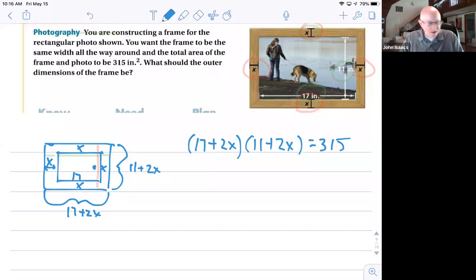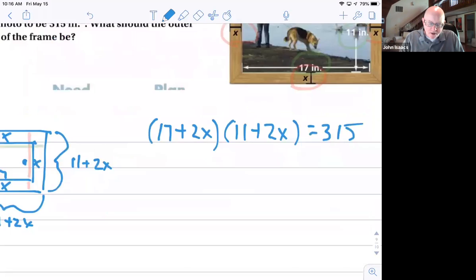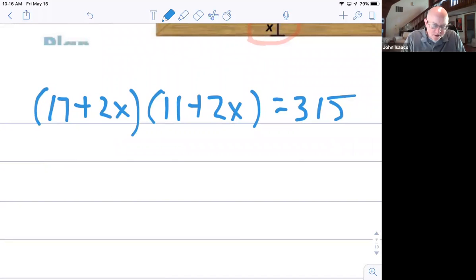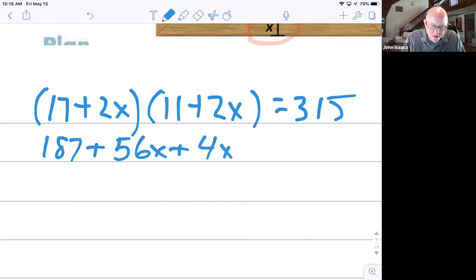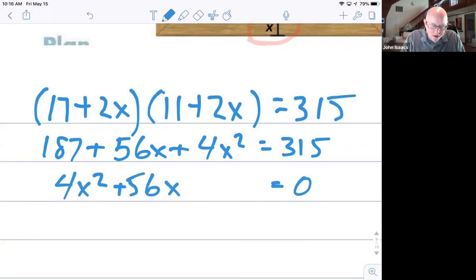So we would first expand this equation. 17 times 11, we get 187. 2x times 11 is 22x. 2x times 17 is 34x. So that's 56x plus 4x squared equals 315. We have to make this equal to 0 so we can use zero product property. So we're going to subtract 315 from both sides. We get 4x squared plus 56x minus 128.